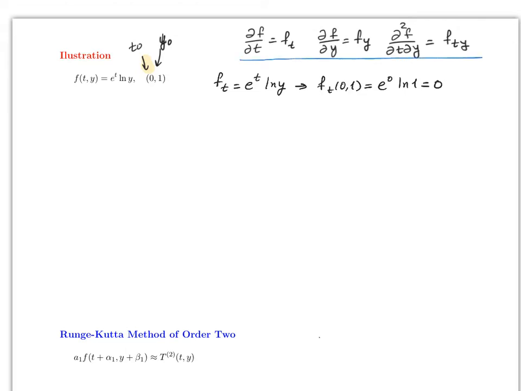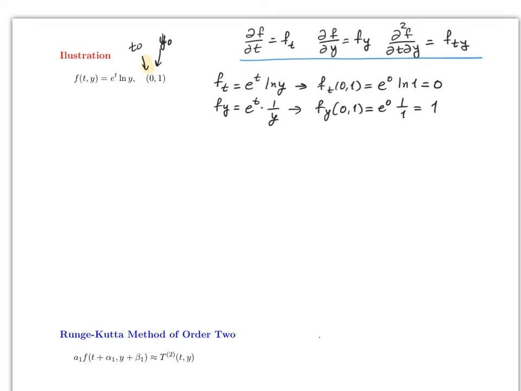Okay. Then f with respect to y will be e to the t. It's a constant now. The derivative of ln y is 1 over y. So that means f_y at (0, 1) will be e to the 0 times 1 over 1, which is equal to 1.